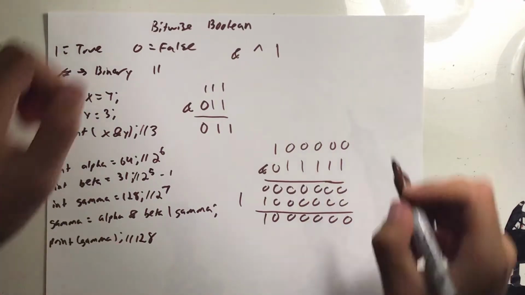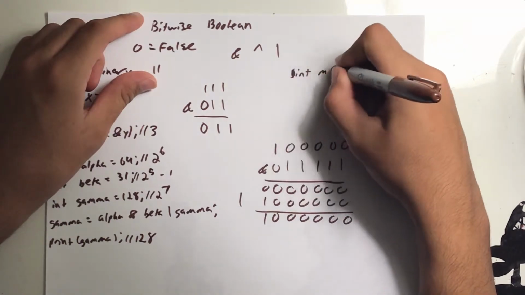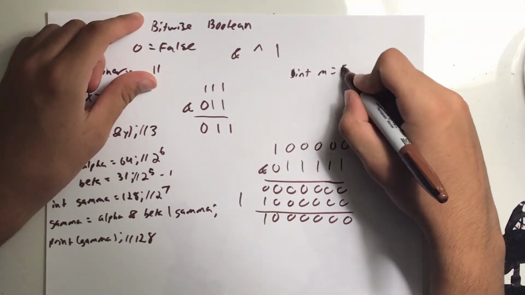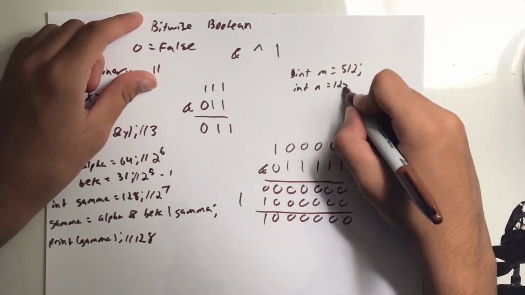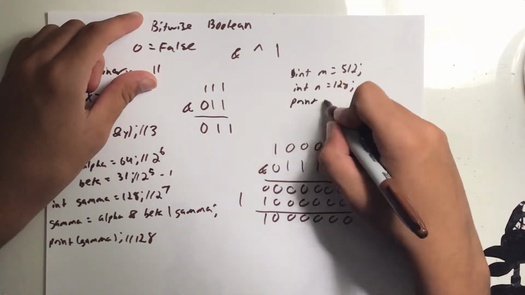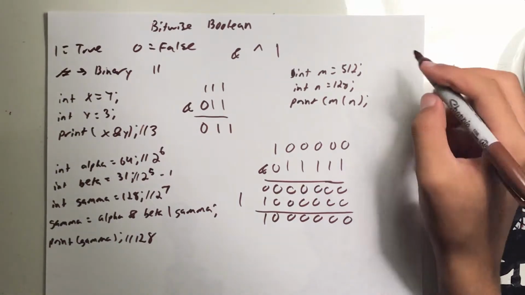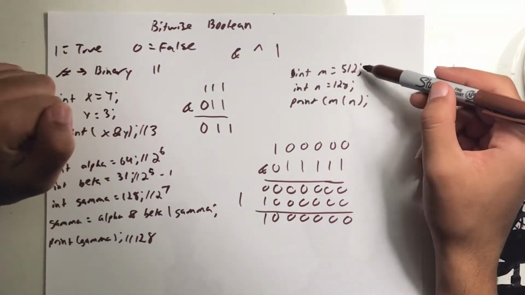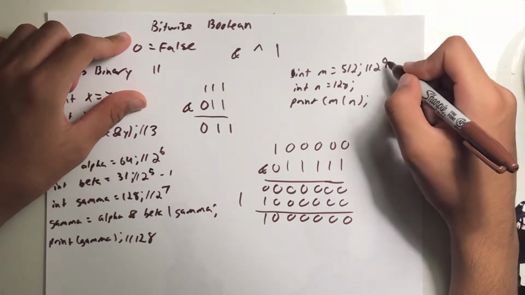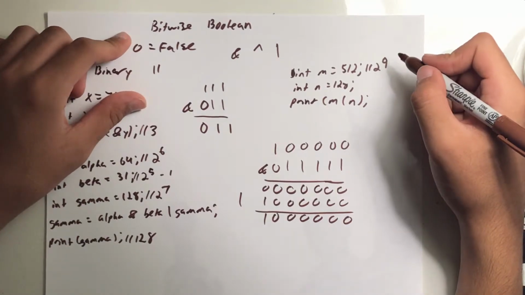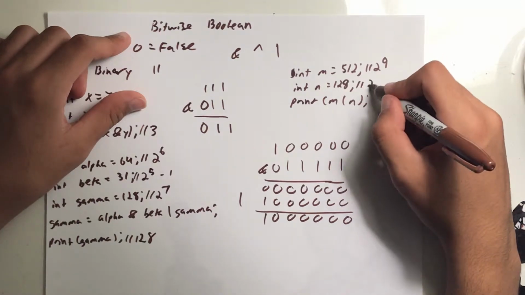Let's do another example. Let's say we had int m equals 512, int n equals 128, print m or n. How do you do it? Well, there's a little trick to this. 512 is a power of 2, if you didn't know. This is 2 to the 9th power. It's 8 cubed, so 2 cubed times 2 cubed times 2 cubed is 2 to the 9th power, and 128 is 2 to the 7th power.